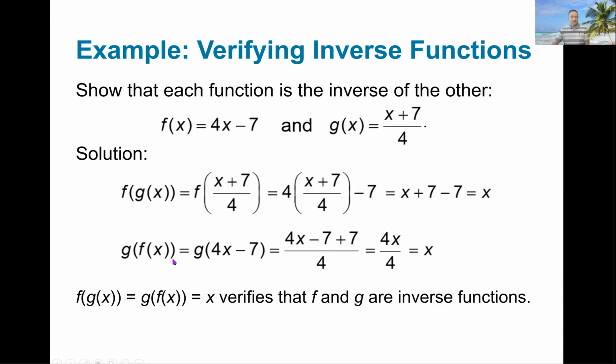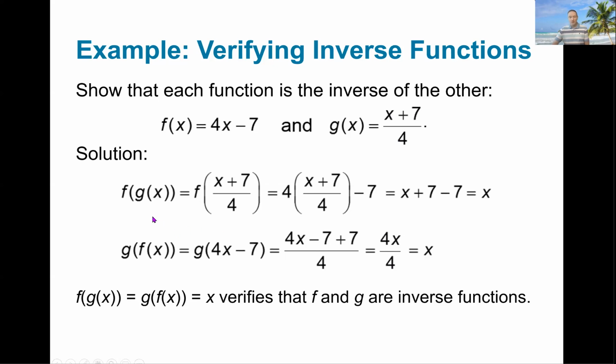Now what about the reverse order? What about g of f of x? Well, if I plug f of x, the group 4x minus 7, into the place of x within g of x, that's just going to be g of 4x minus 7, which gives me 4x minus 7 plus 7 over 4. Well, clearly 4x minus 7 plus 7 is just 4x, and 4x over 4 simplifies to be x.